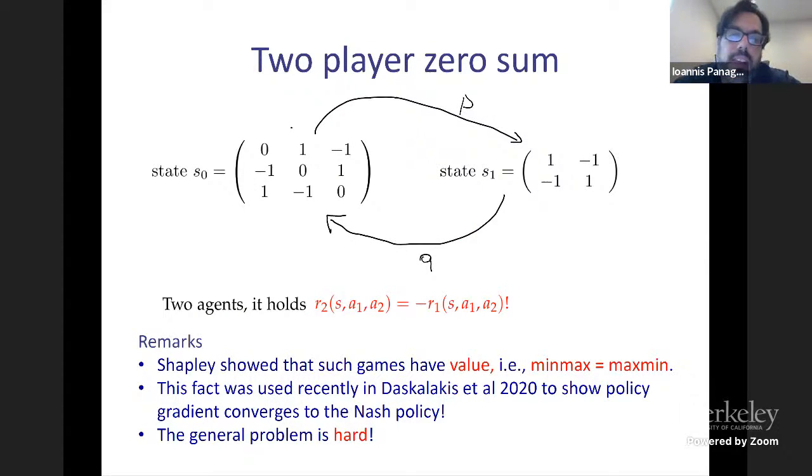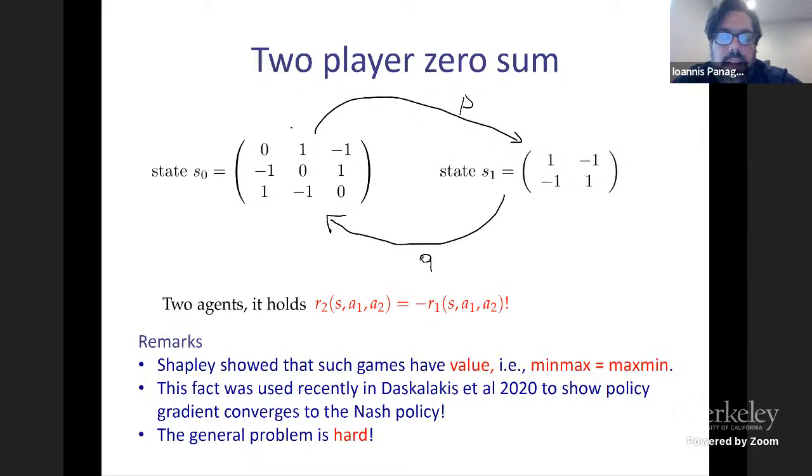Let me start by giving an example of a two-agent zero-sum Markov game. You have two states, the state S0 and S1, and the transition model says that with probability P you jump from state 0 to state 1, and with probability Q you jump from state 1 to state 0. At state 0, the two agents play rock, paper, scissors, and at state 1, they play matching pennies. This is what we call a two-player stochastic zero-sum game.